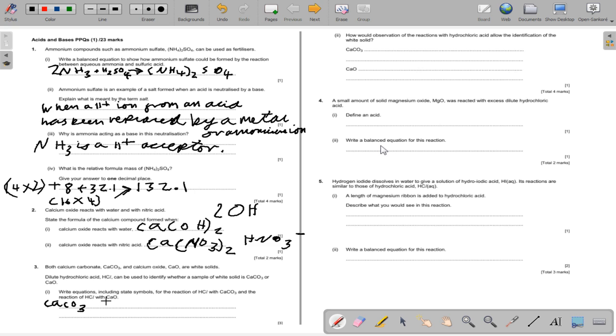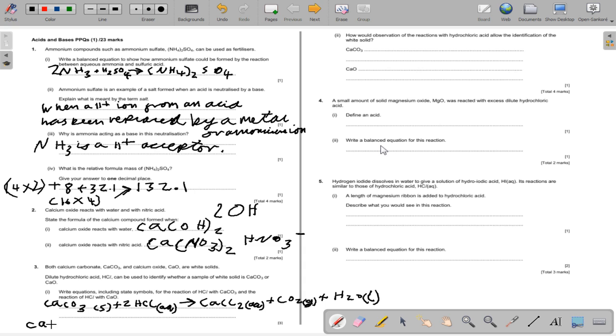CaCO3. Now it says including state symbols, so always put a bracket around your state symbols, because I get told off for not putting brackets around my state symbols, which is bonkers. You need to put them as a subscript, but by my atrocious writing, I do understand where the person's coming from. CaCl2 aqueous plus CO2 gaseous plus H2O. It's just a liquid on its own, so we put brackets around that.